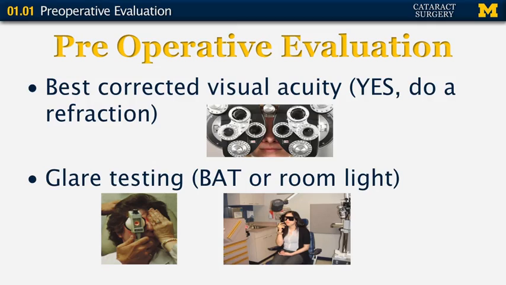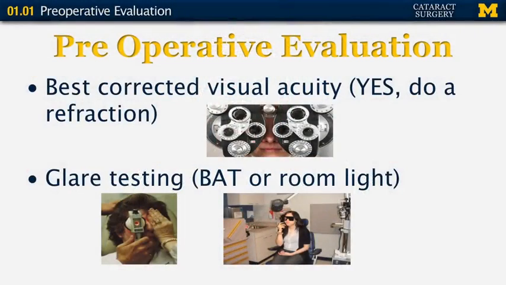Glare testing can be performed with a brightness acuity tester, the BAT, B-A-T, or can be done in room light. On the BAT tester, there are 3 levels, low, medium, and high for the light. I find medium is probably the best for duplicating real-life glare situations.